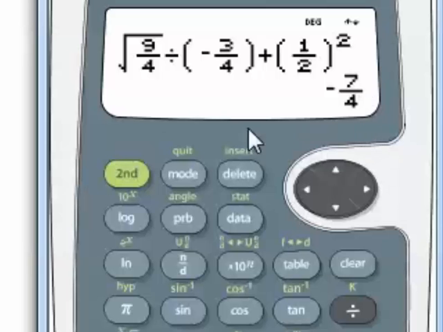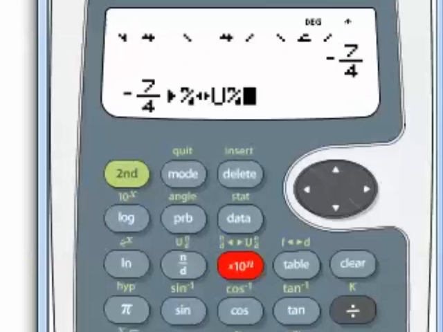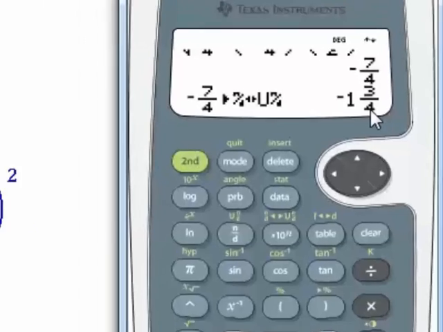If you want to convert this to a mixed number, press second, times 10 to the nth power, and press enter, and that gives you -1 3/4. So again, the -7/4 is an improper fraction. It's equivalent to the mixed number -1 3/4.